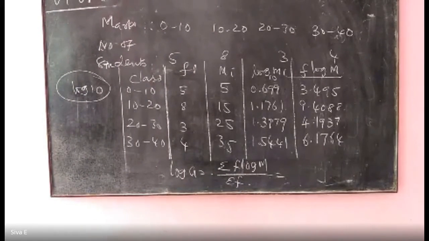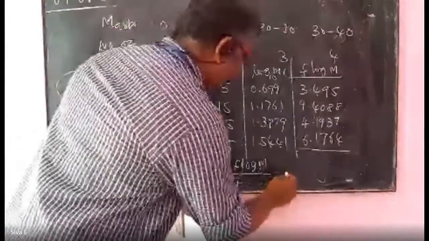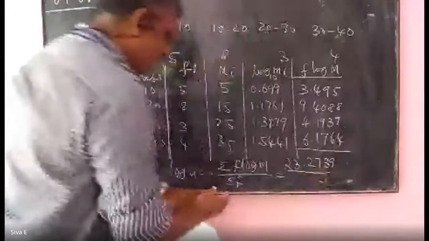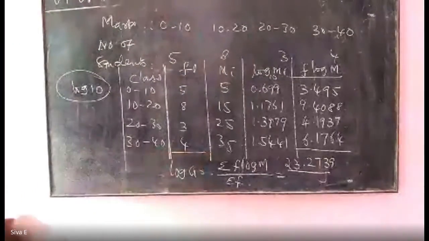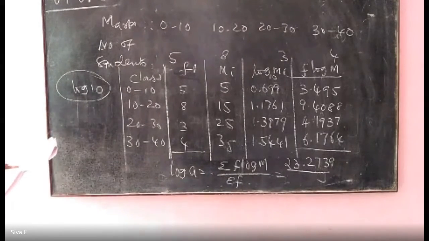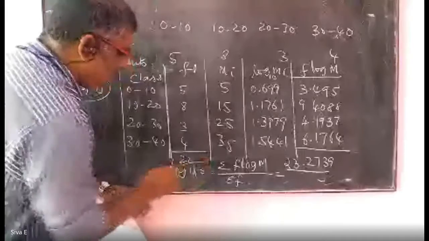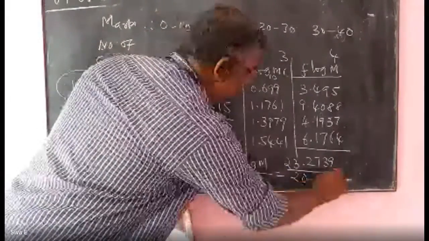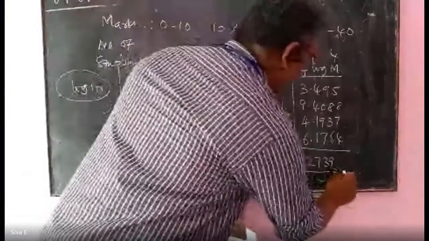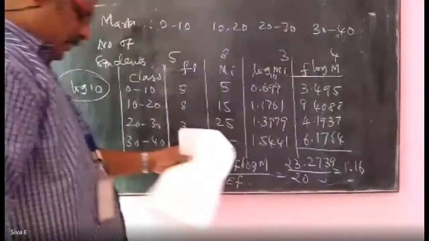Summation of f log M is 23.2739, divided by summation of f, which is 20. What do you get? This value is 1.1637.